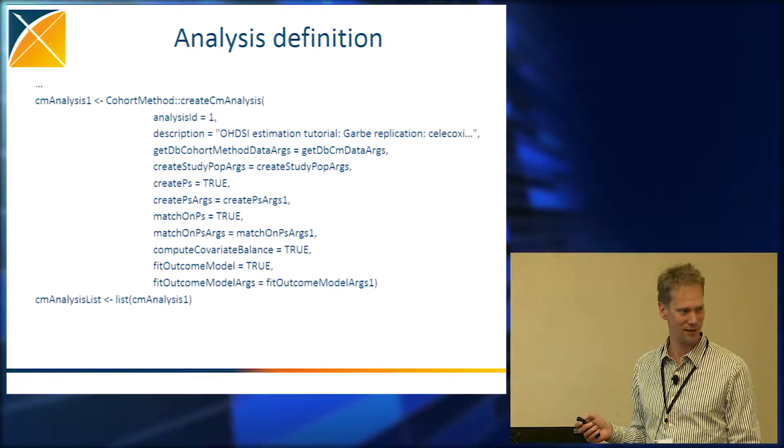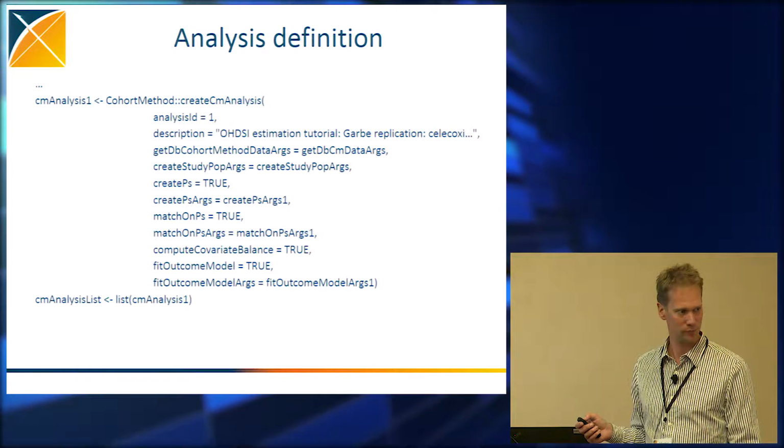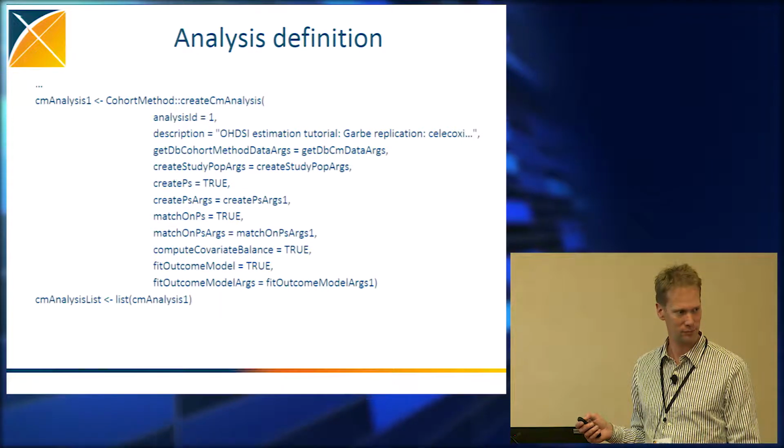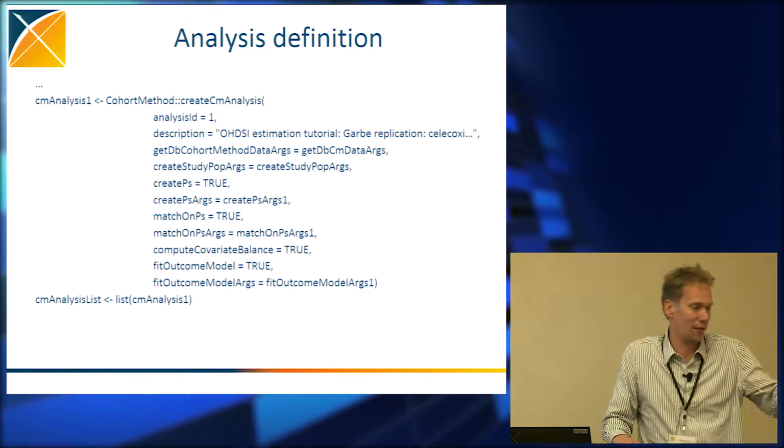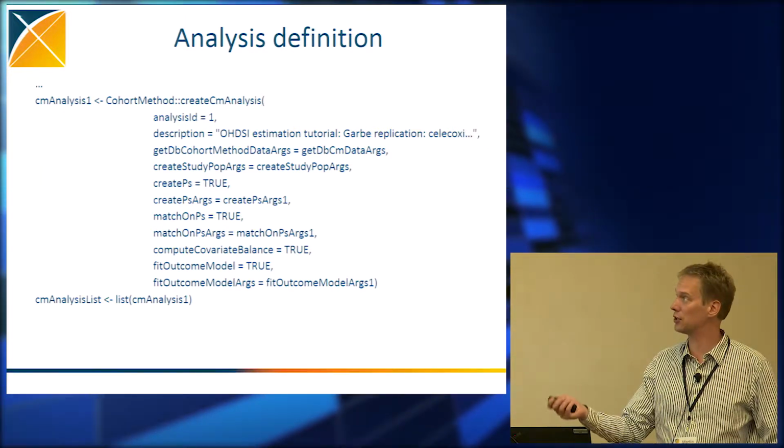Which of these things represent iteration over multiple sets of parameters? Like you just created one propensity score argument set. Is there a way to list them, or are we doing that outside of this? That's a good question. If you actually want to try out different settings, like if you want to do sensitivity analysis, this is just one analysis.